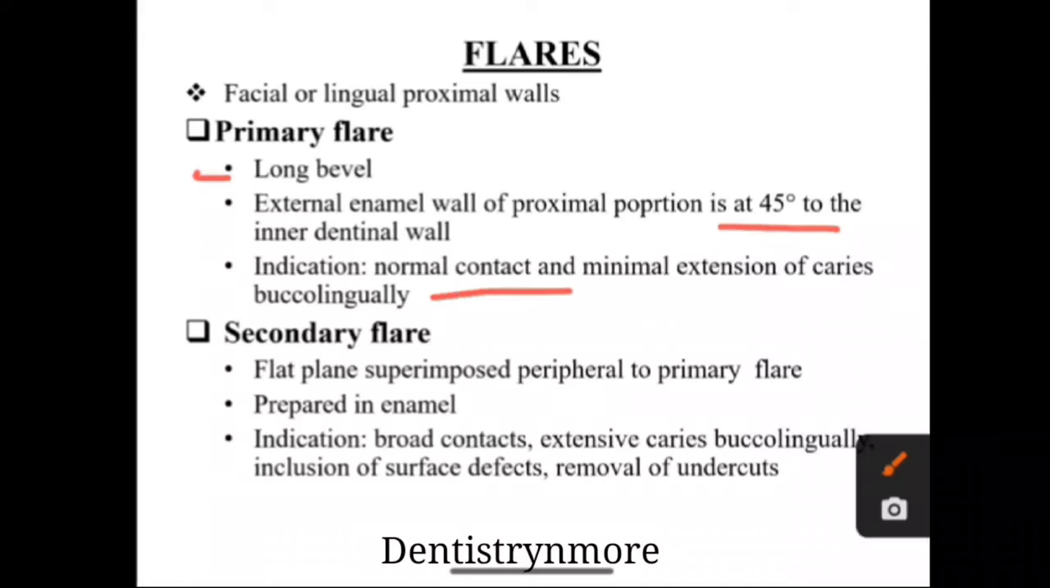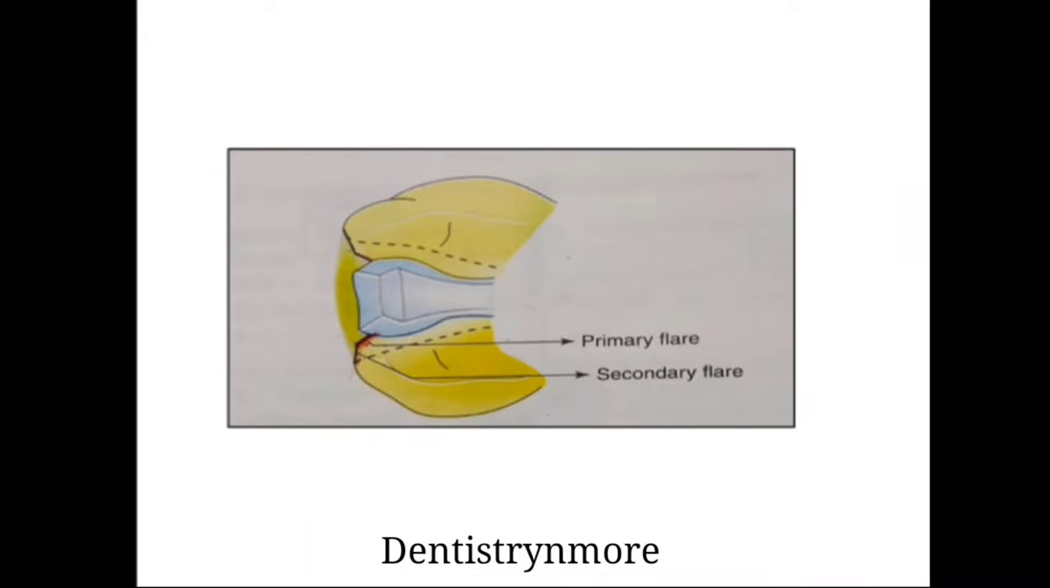Secondary flare is a flat plane that is superimposed primarily peripheral to the primary flare, and it is prepared on the enamel. The indication is broad contact, and also removal of undercut and inclusion of the surface defects. Here you can see the primary flare and also the secondary flare. This shows the primary flare, and this one is the secondary flare.